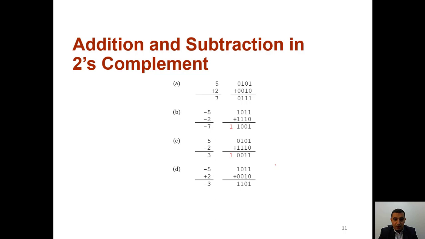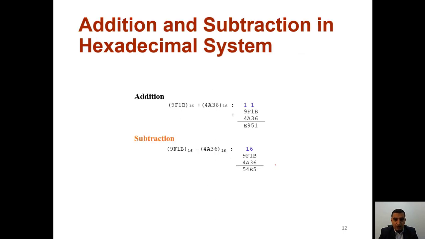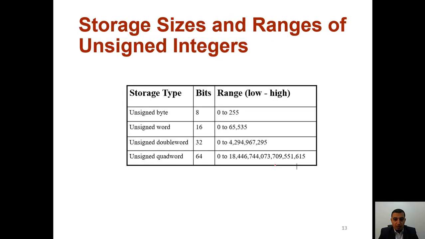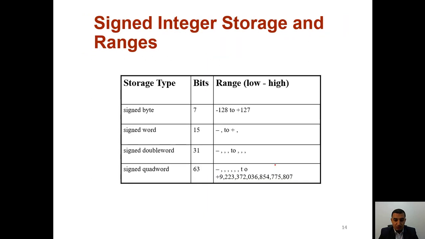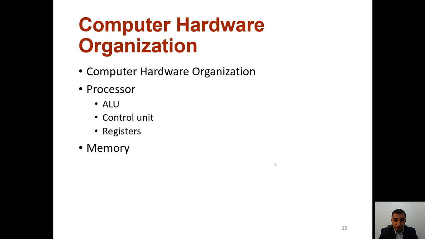We all know how to do the addition and subtraction in 2's complement. We studied this in fundamentals of computer systems, but we will go through some examples later on in class. The addition and subtraction in hexadecimal. We have the storage types and ranges. We have the unsigned integers, unsigned words, unsigned double words, and unsigned quad words. We have the signed values. Then we will go for the computer architecture.